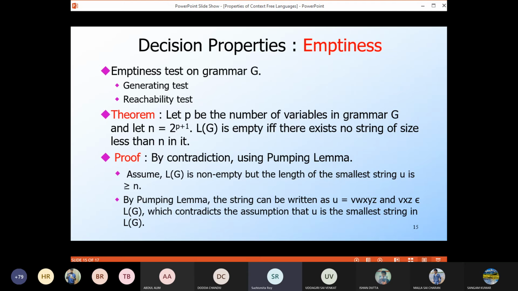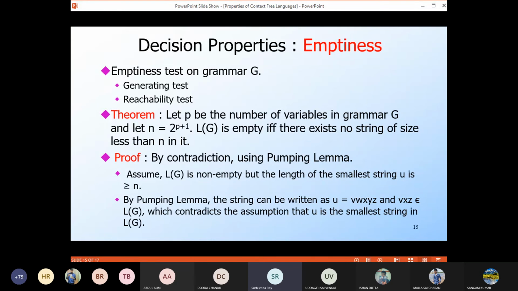Now there is also a theorem. Let P be the number of variables. This theorem is similar, you can say it's a lemma, a corollary of your pumping lemma. Let P be the number of variables in the grammar G, and let N be equal to 2 to the power P plus 1. L(G) is empty if and only if, please note this, there exists no string of size less than n in it. If there is no string of size less than n in it, then the grammar is empty.